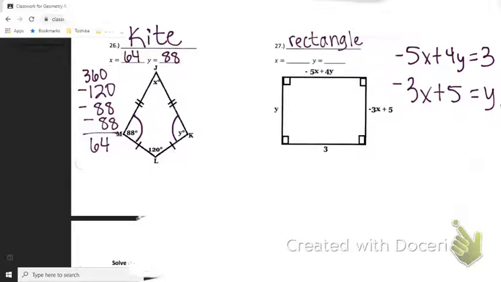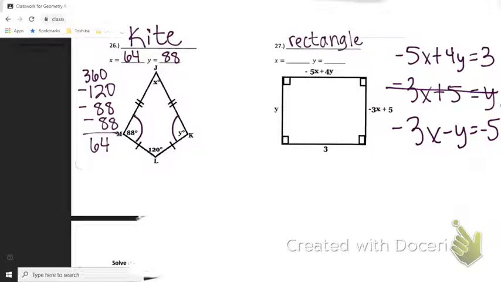So you get to choose kind of how you do this. One thing I would recommend for sure is that we get this bottom one in standard form, which means I'm going to subtract y on both sides and subtract 5 on both sides. So this bottom one is really going to become negative 3x minus y equals negative 5. I just rearranged it.